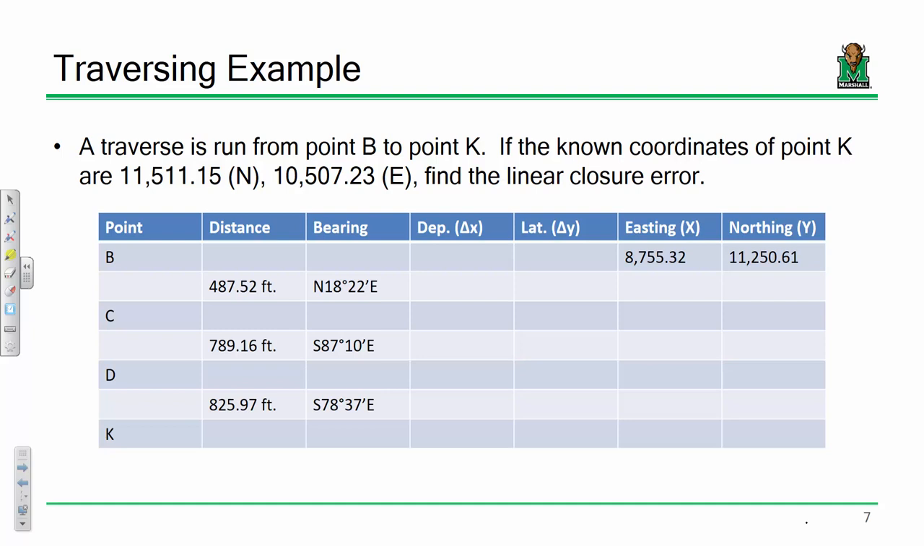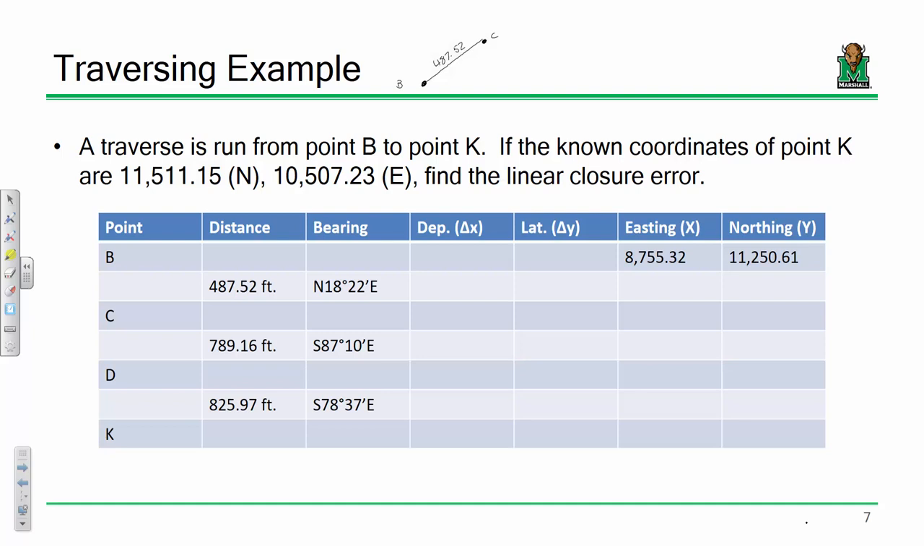Okay. Now, let's look at this up here. Let's see if we can do some figuring here. So this is point B. This is point C. Now, why am I drawing it this way? Well, what does the table tell me is going on between point B and point C? Well, it's telling me the distance is 487.52 feet, but why do I have B down here and C up there? Well, from B to C, it's telling me I go northeast, right?